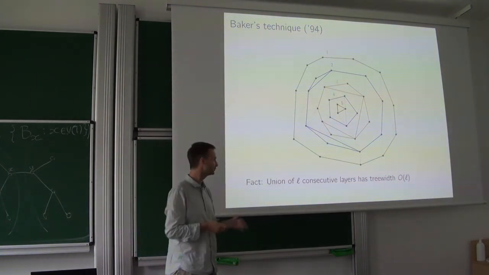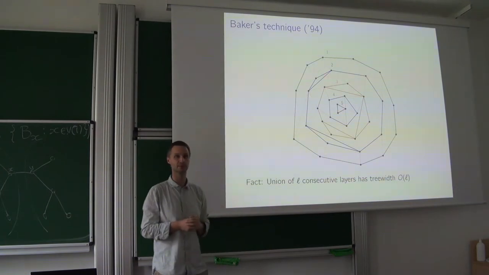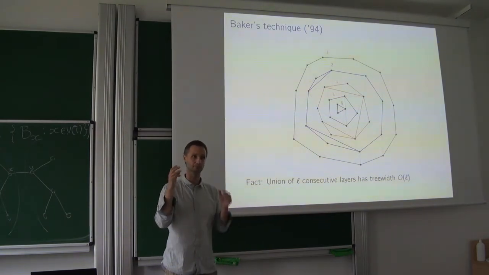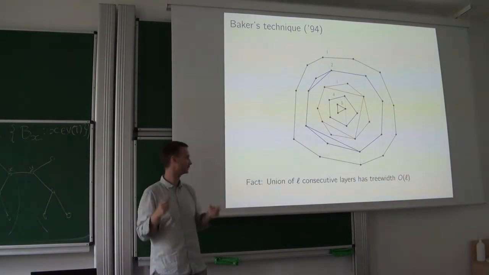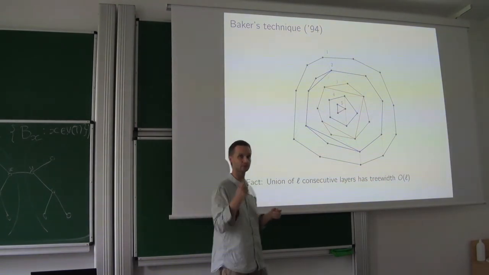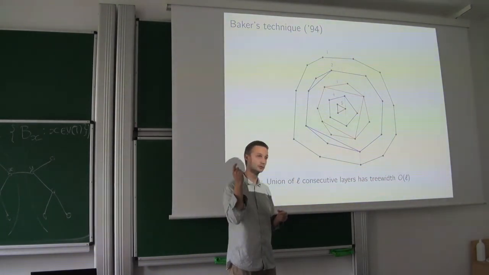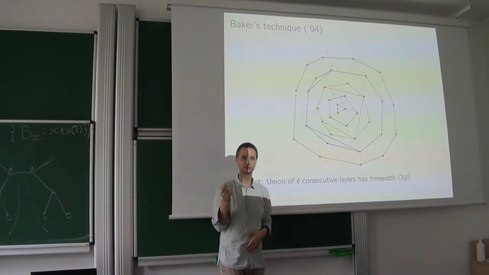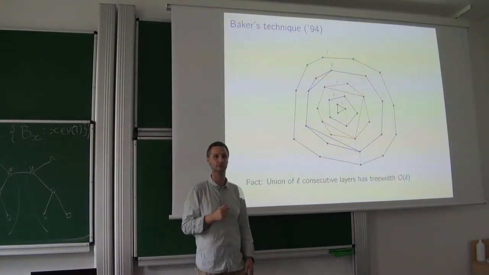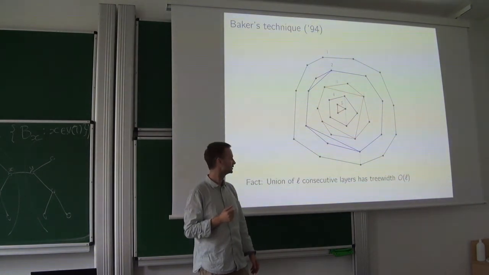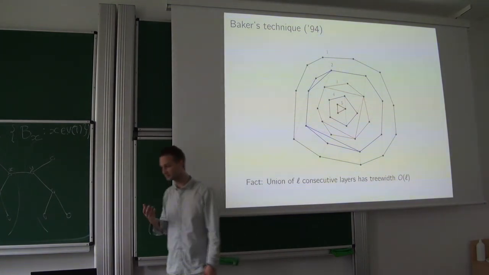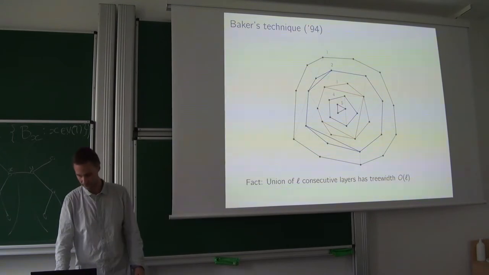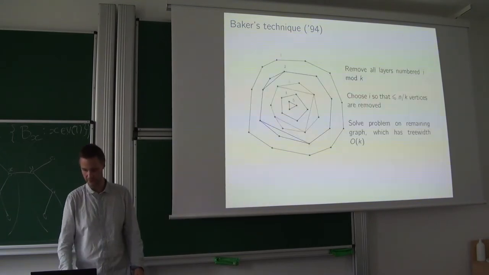And a basic fact, which is not difficult to prove, is that if you look at a constant number of consecutive layers, then you have bounded treewidth. More precisely, the treewidth grows linearly at most with the number of consecutive layers you look at. So if you look at L consecutive layers, you can show that the treewidth is at most 3L, roughly. So it's big O of L, that's what we are going to use. Okay, and this allows to use another type of strategy.